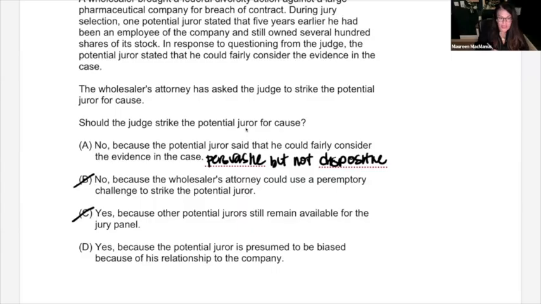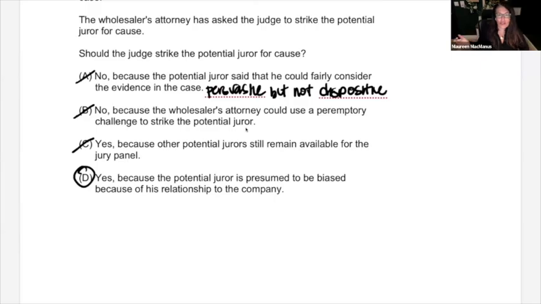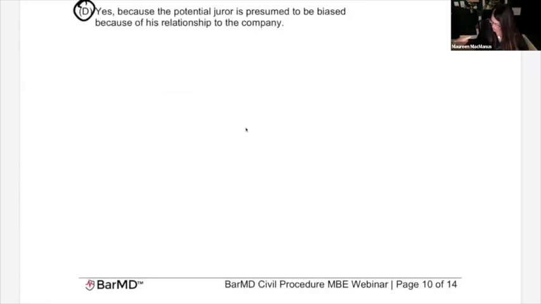And D, yes, because the potential juror is presumed to be biased because of his relationship to the company. And this is correct. So there's a presumption of bias here that's not going to be overcome by saying you can fairly consider the evidence. In an essay, would I argue this? I would definitely talk about the fact that they made that statement in a counter argument, but at the end of the day, the court should grant it.